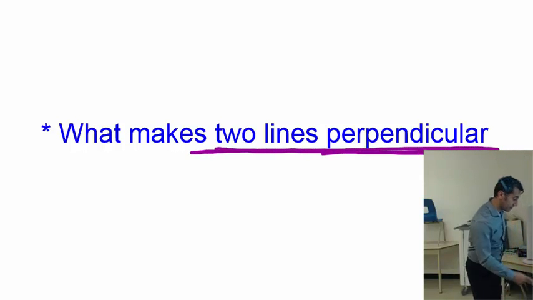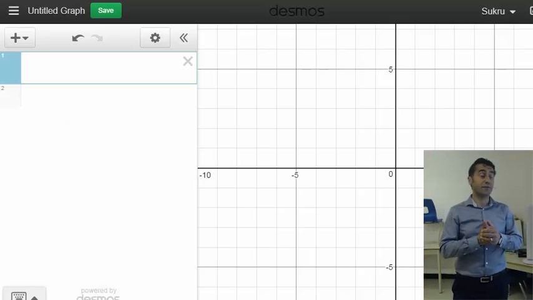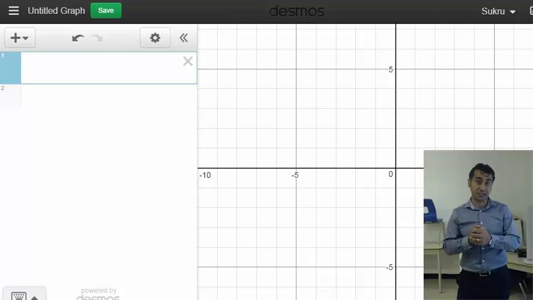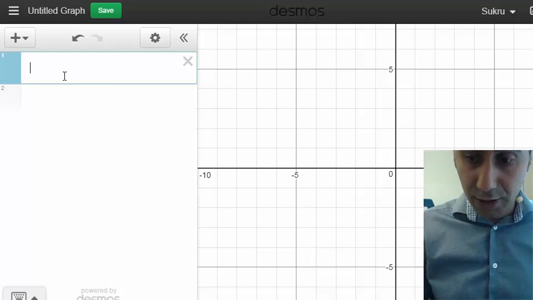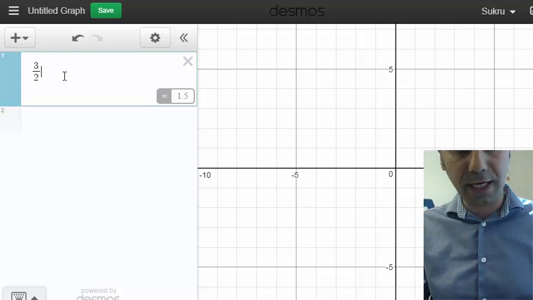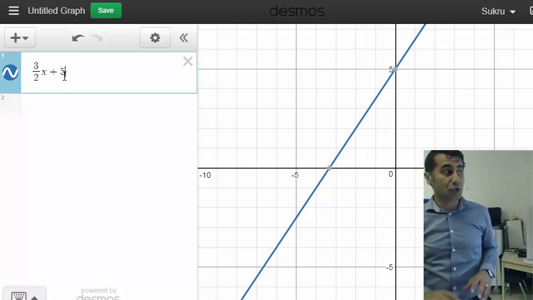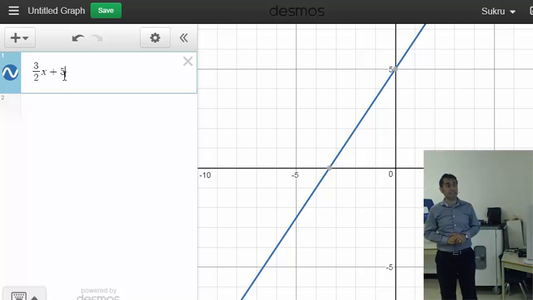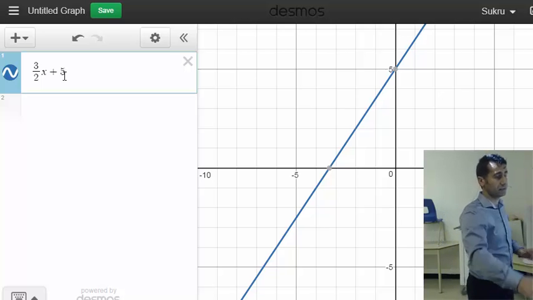Let's go to my graph calculator and let's just write down. We need to have fraction. Remember, the slope needs to be fraction. So I'm gonna write it down as let's say 3 over 2 x plus 5. So look at the blue line here. It's just a line going from left to right.